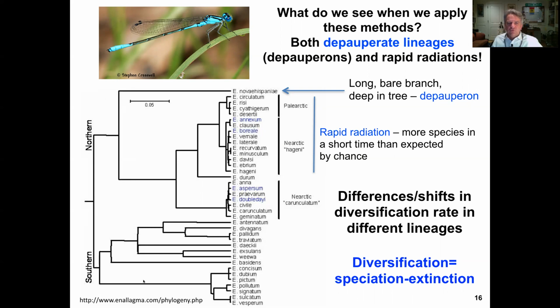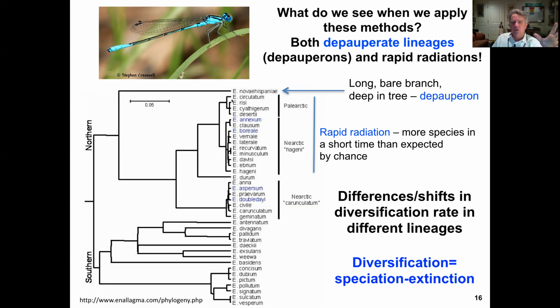So this is a chronogram. I'm not showing you the estimated divergence times, but this is a tree that is the product of a relaxed molecular clock analysis. So you have branches that are long and bare deep in the tree, in that there are no other lineages along this branch, just this singleton species. So we may say that there are fewer species in this lineage than we would expect by chance alone.